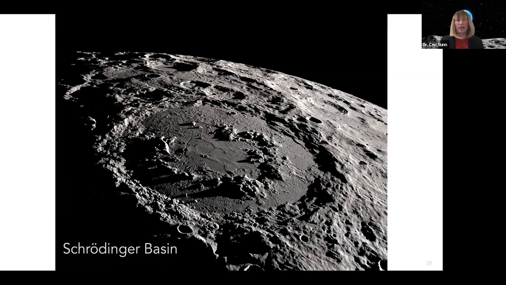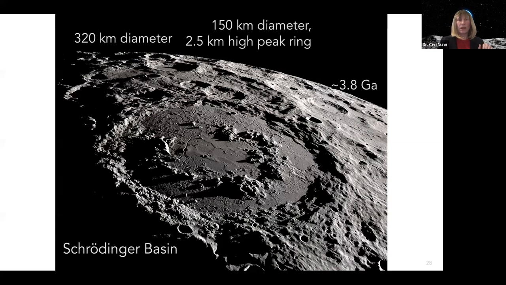Schrodinger Basin is very well preserved, because it's on the Moon, a basin with concentric ring structures. It's 320 kilometers in diameter. The peak ring, the ring closest to the center, is 2.5 kilometers high and 150 kilometers in diameter. And it's only 3.8 billion years old, so it's pretty modern for the Moon.